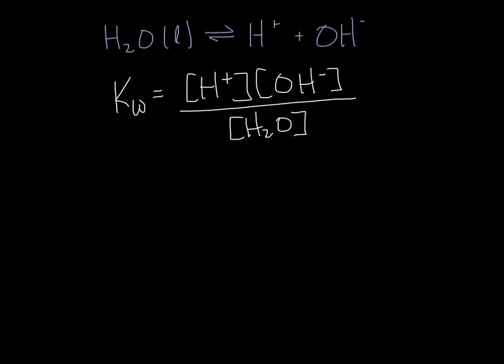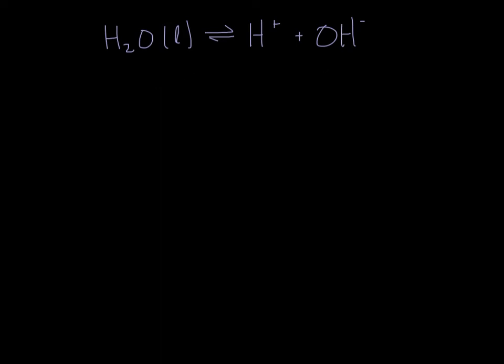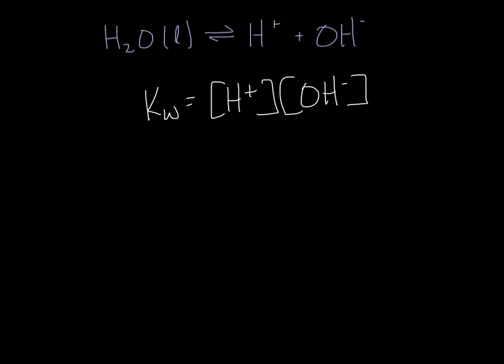But in this case, because our water is actually in the liquid form, we aren't going to include it in our equation. So what our Kw would actually look like is simply H plus, our hydrogen concentration, times our OH minus concentration. And because it's a constant, we know that Kw is always equal to 1 times 10 to the negative 14.